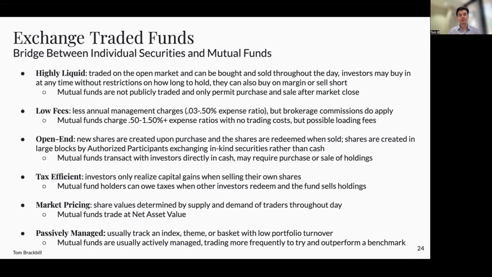Finally, ETFs are typically passively managed. They usually track an index, a theme, or a basket with low portfolio turnover, i.e., not a lot of trading. Mutual funds, on the other hand, are usually actively managed, trading more frequently to try and outperform a benchmark, hence the higher portfolio turnover and usually tax burden.